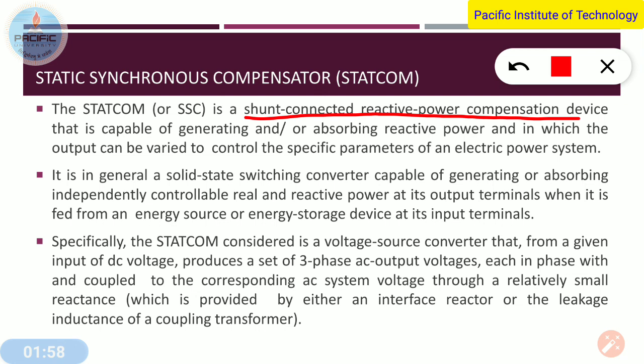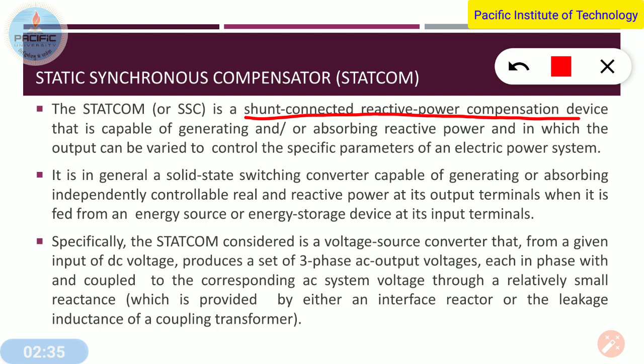Right? So a STATCOM is a shunt connected reactive power device which compensates the reactive power, and its output can be varied to control the specific parameters of the electrical power system. So a static synchronous compensator is a solid state switching converter, and it's capable of generating or absorbing independently controllable real and reactive power at its output terminal.